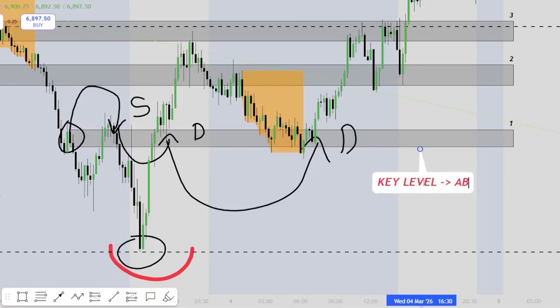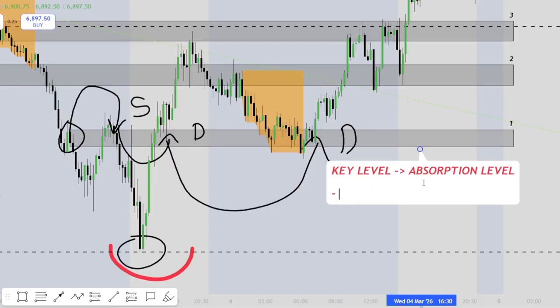So what makes a key level? Or, as I like to call them, a better word for them is absorption levels. Because the market does not have to respect your fair value gap or anyone's fair value gap. The market will gravitate towards where there are limit orders. And I'm going to be breaking this down. Limit orders are what create levels.